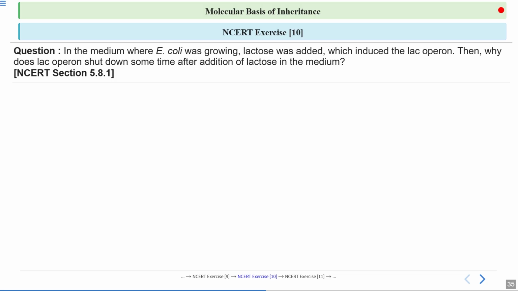So the question is saying that in a medium where this E. coli was growing, they added the lactose. We know that lactose acts as an inducer, and it induces this lac operon. But after some time, after the addition of lactose in the medium, this lac operon shuts down. Now we have to answer why this happened.